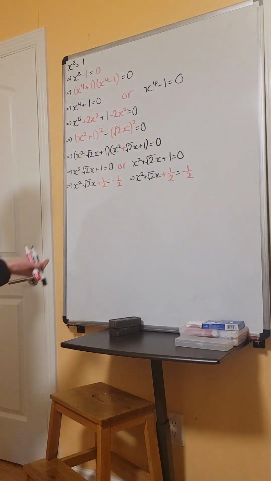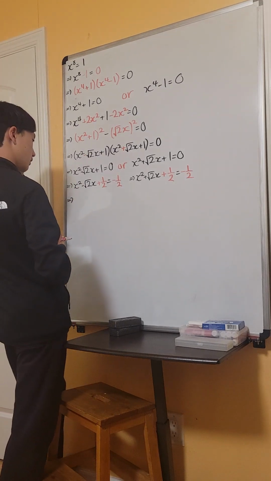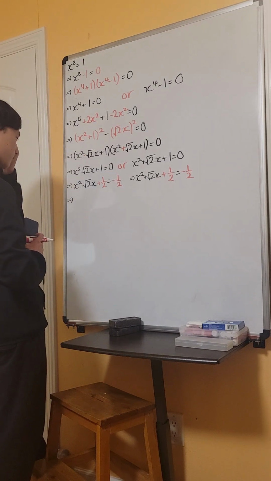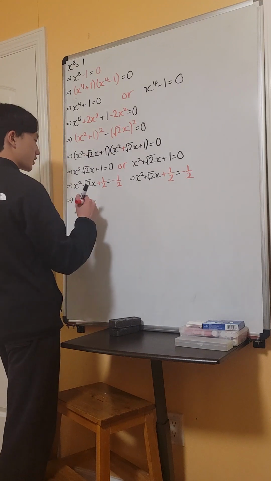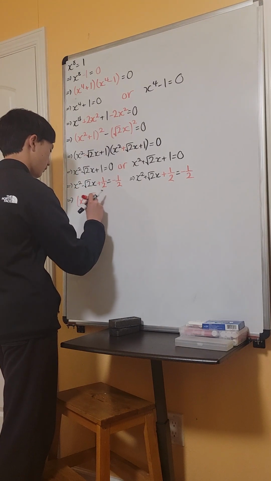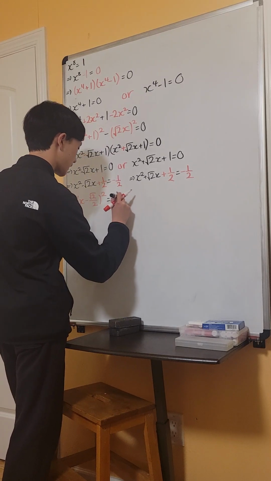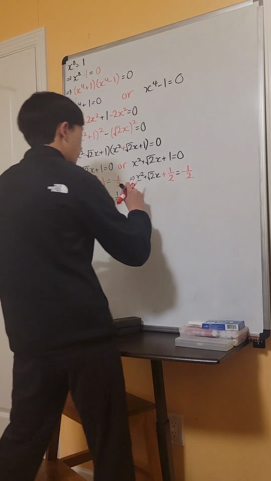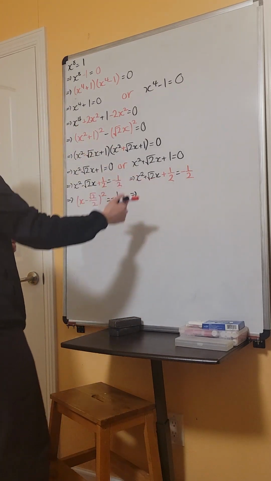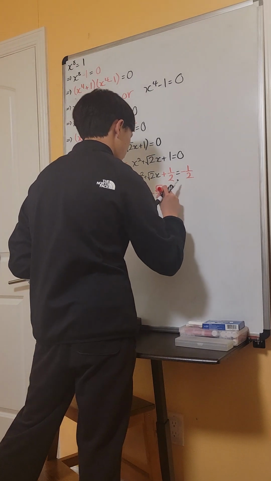This is now a perfect square. Yeah, this is just a perfect square trinomial. So let's do x minus root 2 over 2 squared. And then the right side stays the same. Same idea over here, except now there's a plus, so you get an x plus root 2 over 2 squared.